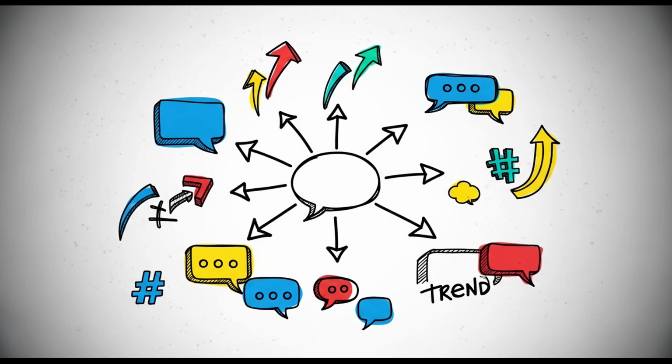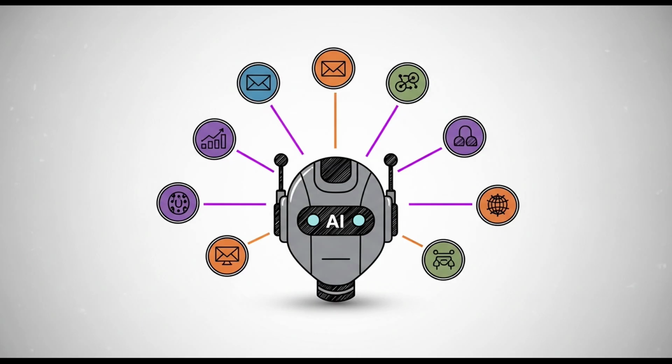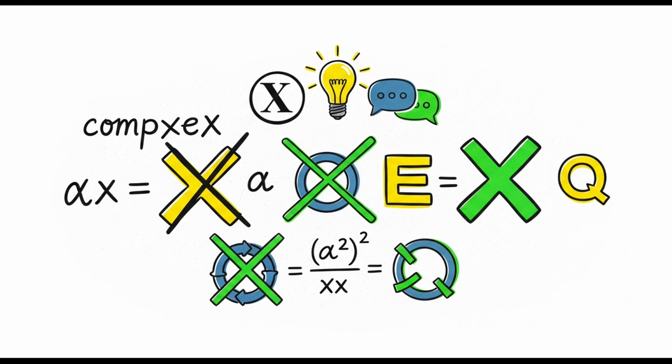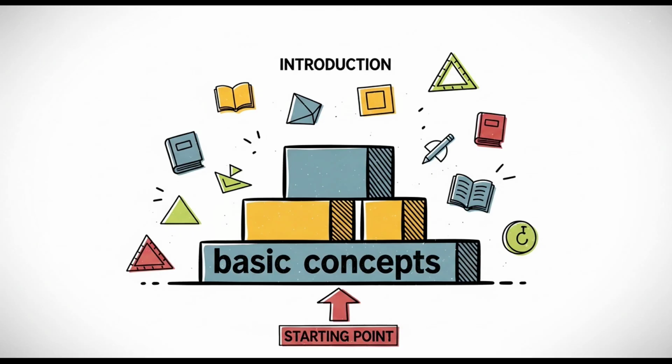You've probably heard this term thrown around a lot lately, but most people have no idea what it actually means. They just know it sounds smart and has something to do with AI. So let me break it down for you from scratch. No complicated math, no jargon, just a clear, simple explanation. By the end of this video, you'll understand machine learning better than 99% of people. Let's start with the basics.